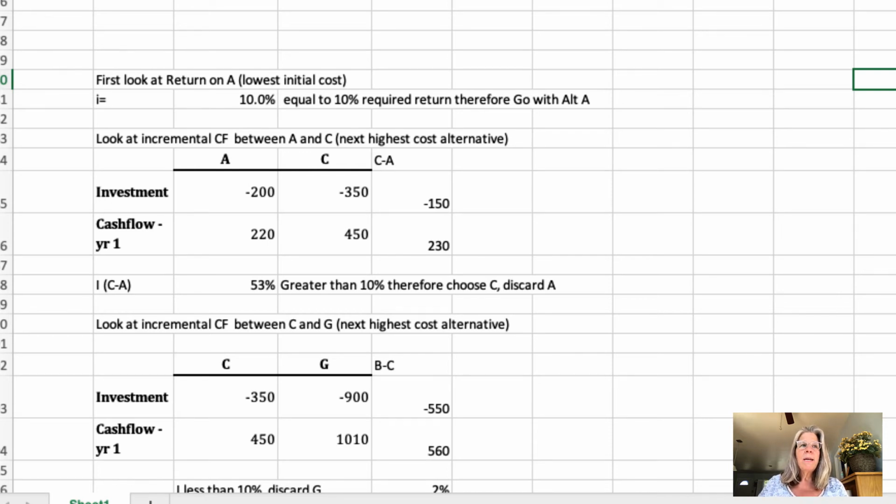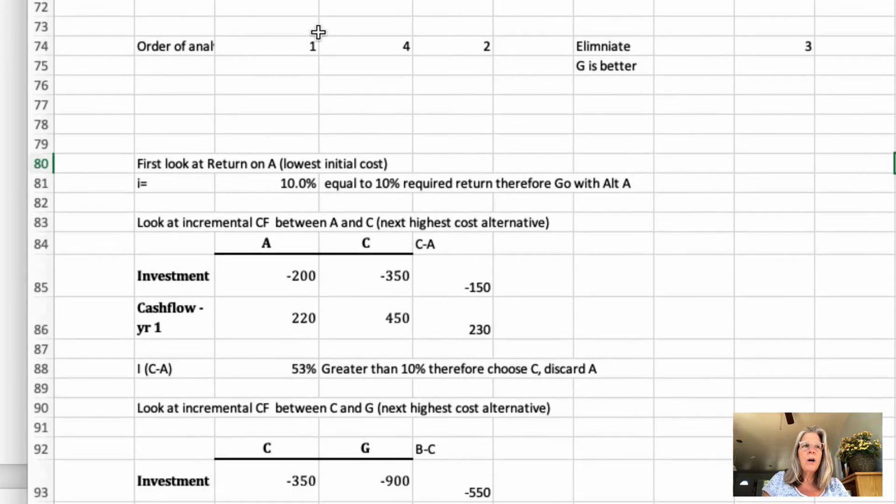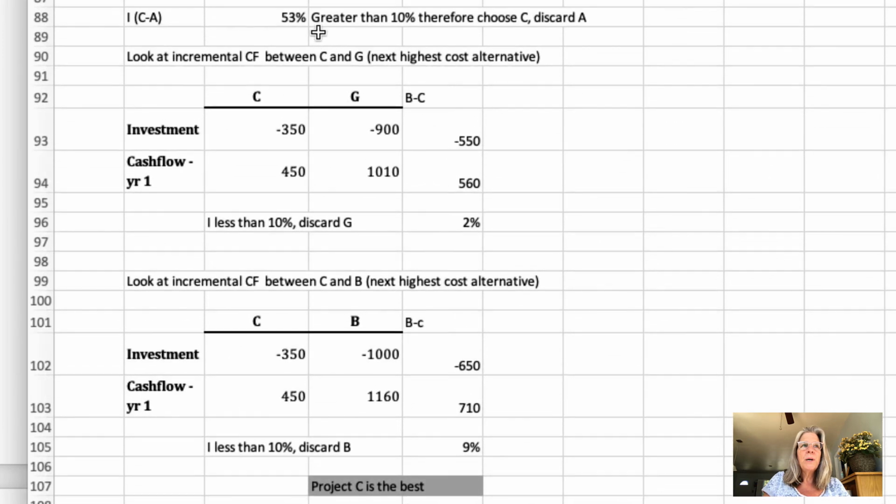So now we've eliminated A, and we're going to move on to look at the next increments. Now what if we do G next? That's a $900 investment, which is $550 over the investment we've already decided on, which is C, and that returns $560, which is only a 2% return. So that means the extra investment in G is not justified, so we're still going to go with C.